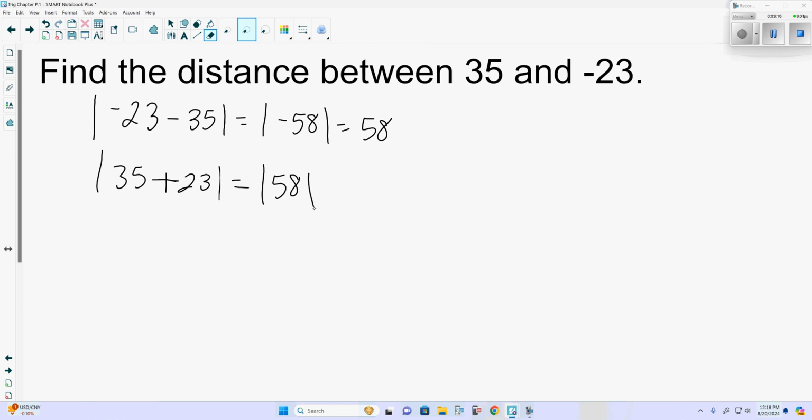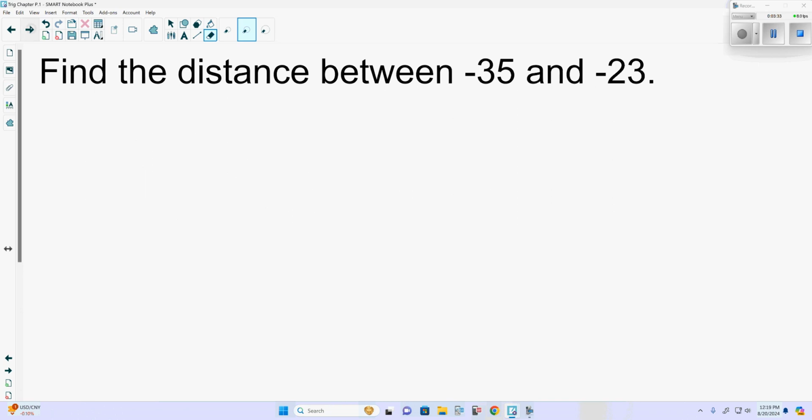Absolute value of 58 is... No, because the absolute value would take care of the sign. Because the only thing that happens when we flip it is it goes from positive to negative or negative to positive. Questions on these here? We feel comfortable with these? All right, let's move on.